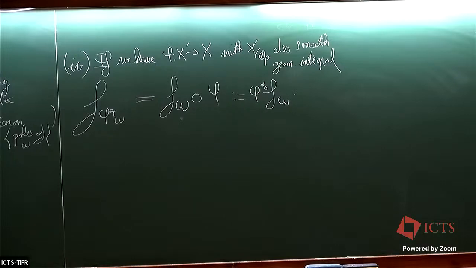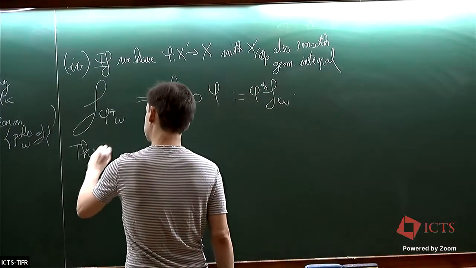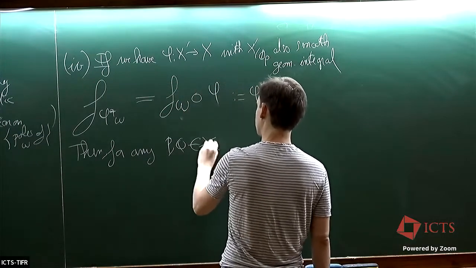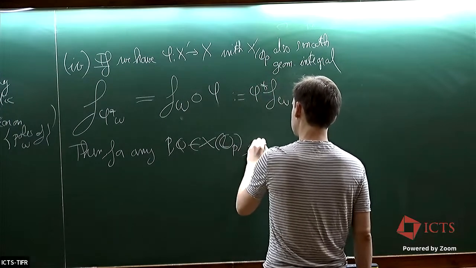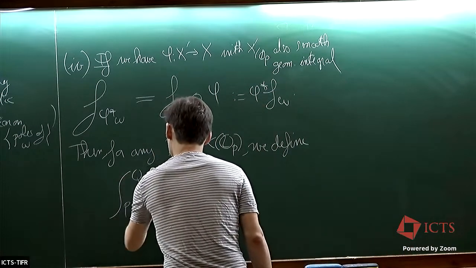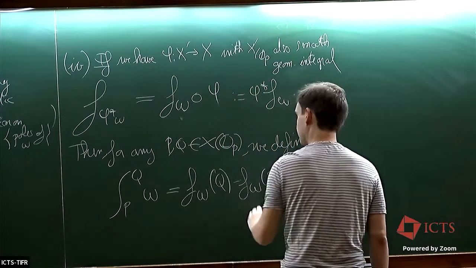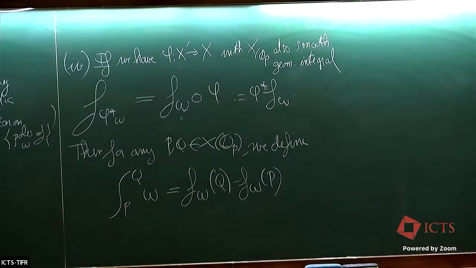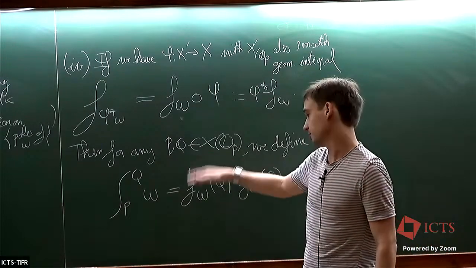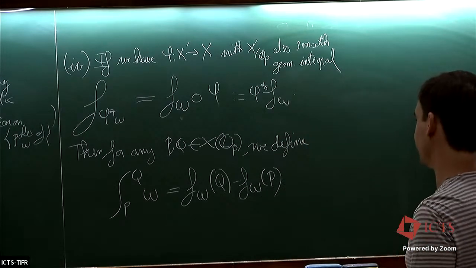So this should be easy. And then for any points P, Q in X of Q_p, we define the integral from P to Q of omega by F omega of Q minus F omega of P. Okay, it makes sense because the constants cancel each other if I change the constant. So this is well defined. It's the usual formula for integration, actually, if you think about it.